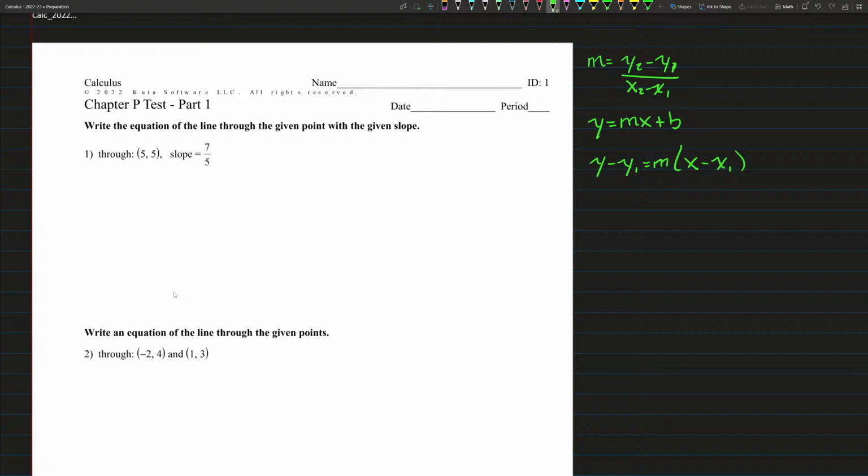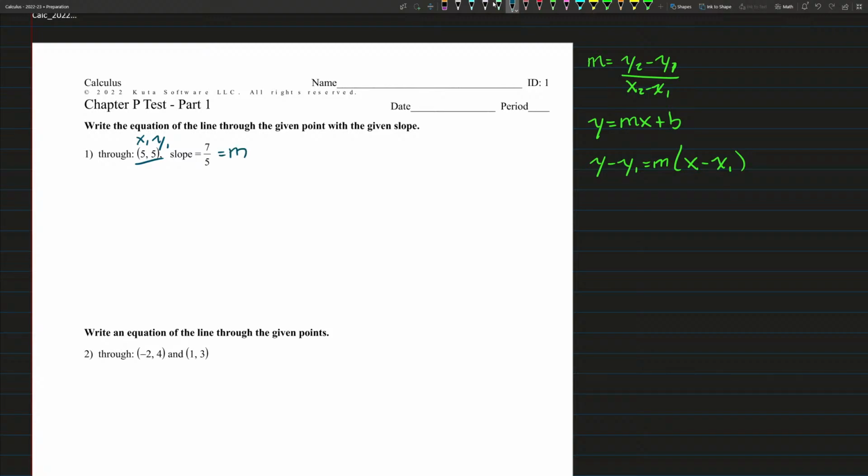Again, lines go up and over at a constant rate, which we'll talk more about once we get into actual calculus. We should know what the graphs look like. We're not going to test graphs, but we do need to be able to write equations of lines. Write the equation of the line through the given point with the given slope. We have the point (5, 5), which we can call x1, y1, and we have slope 7/5, which is m.